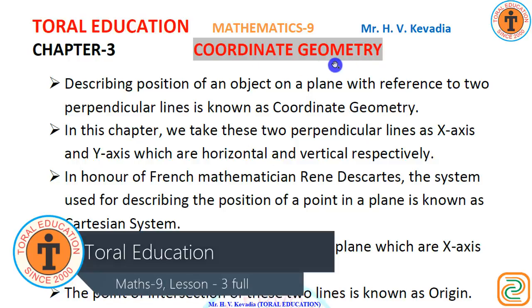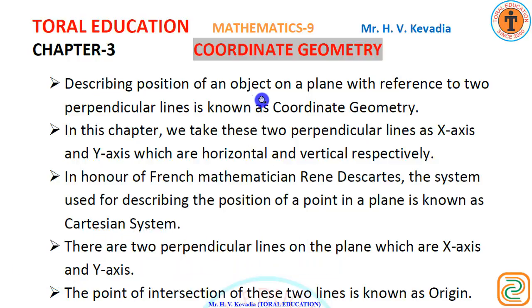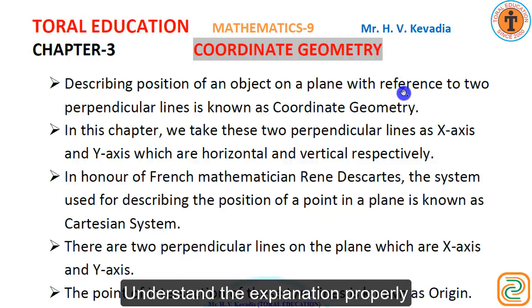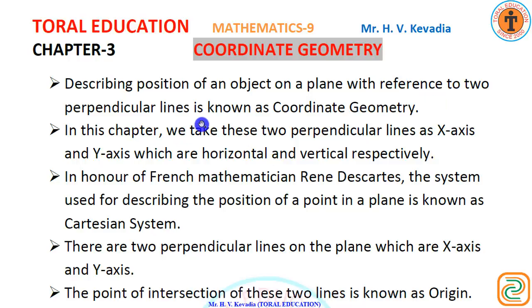Coordinate geometry, what is it? Let's see. Describing the position of an object on a plane with reference to two perpendicular lines is known as coordinate geometry. You have already seen the x-axis and y-axis, right? This is on the paper, which we do in the activity. That means we draw these horizontal and perpendicular lines on plain paper. This is a plane, nothing else. So describing the position of any point on the plane is coordinate geometry.